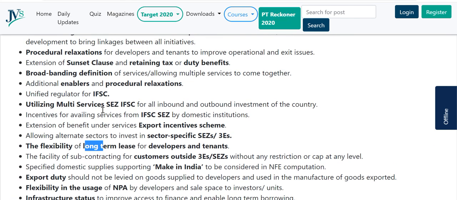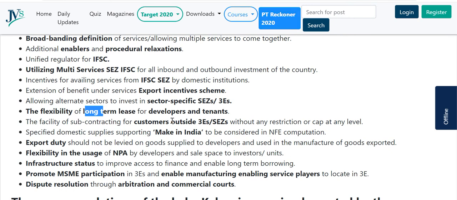Basically, all kinds of facilities that were there, like tax relaxations, customs relaxations, they should be extended. They should get longer lease. They should get facilities from the IFSC SEZ by the domestic institutions. And service sector and manufacturing sector SEZ should be separated, and in the service sector SEZ there should be multiple services coming together. And domestic supplies that support the Make in India program should be given special consideration.